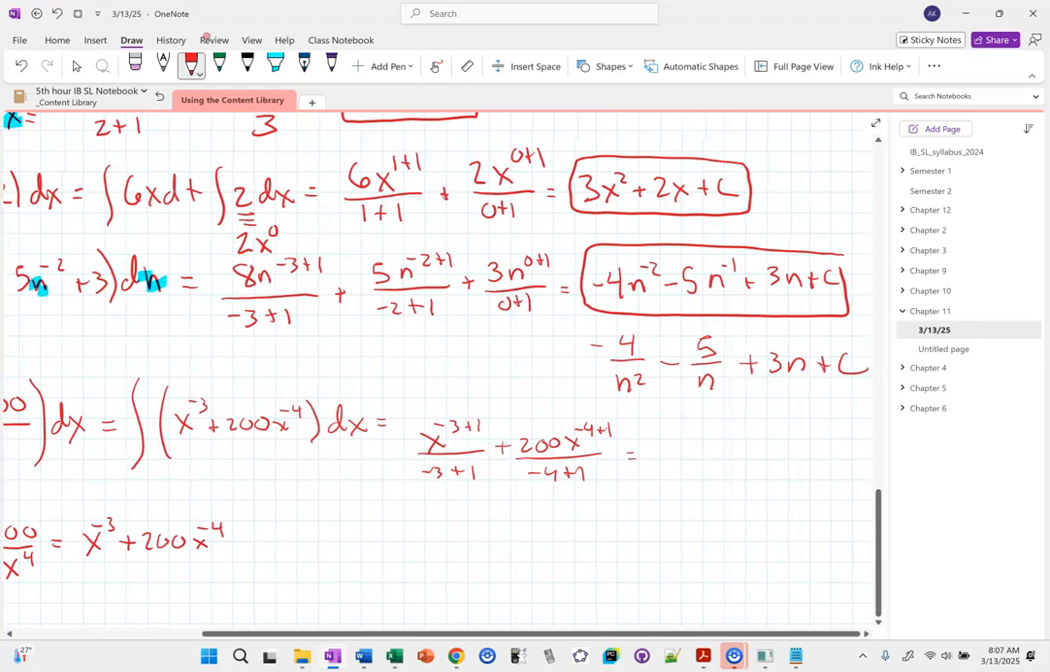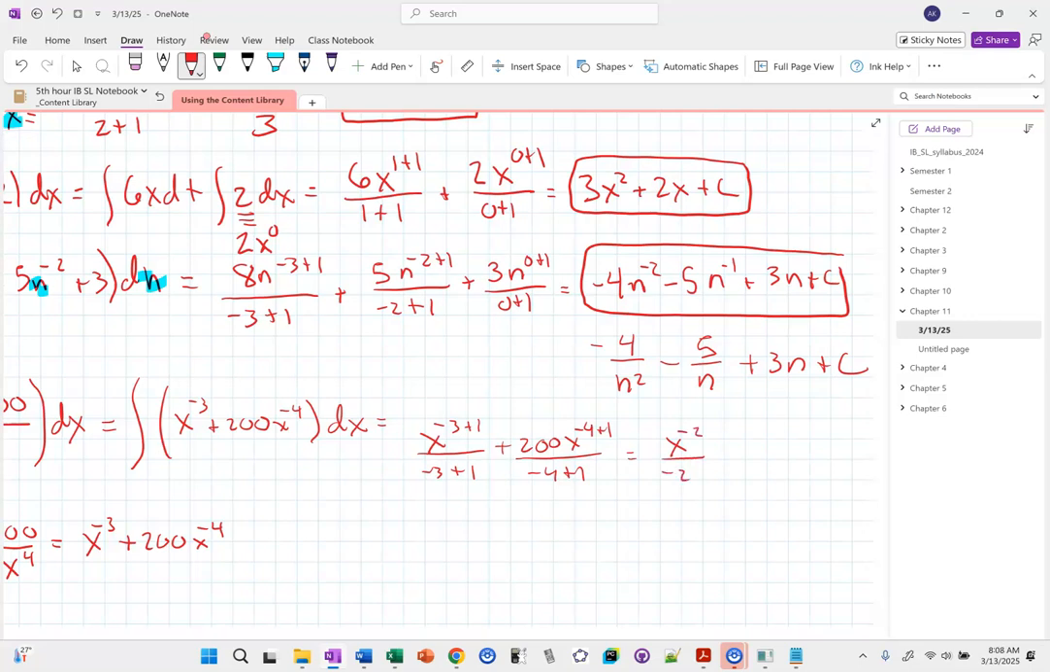So I'm going to get x to the -2 over -2 minus 200 over 3 x to the negative 3. And then again, I need to tack a plus c on there. And if you wanted to, obviously you could write this with negative exponents, or with positive exponents, and just turn everything into fractions if you like. We don't need to, but you're welcome to do so.